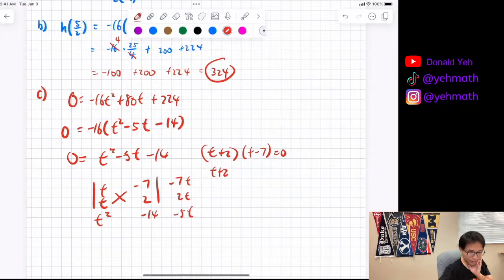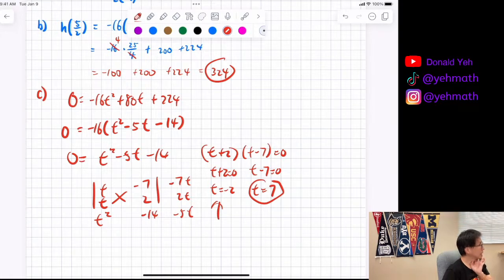t plus 2 equal to 0, t equal to -2. t minus 7 equal to 0, t equal to 7. t cannot be negative because that's called the physical domain. You cannot have a negative time. You can only have positive time. So t equals 7.